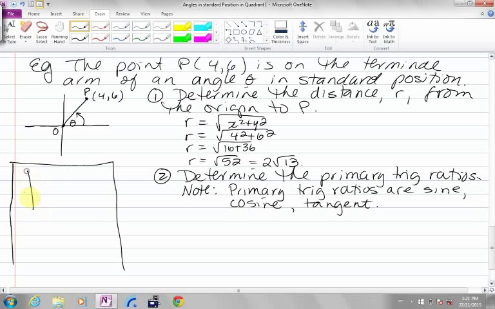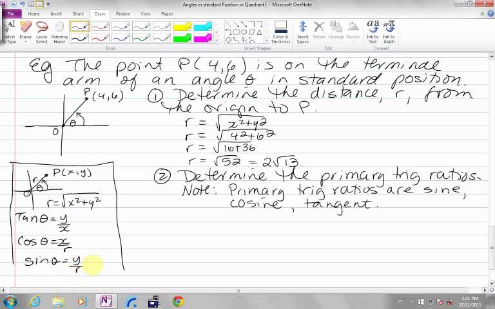I would draw myself a little picture. I'd put my point P out there. I'd label my R and my O and theta. I would say that R is equal to the square root of x squared plus y squared. And then I would put on the 3 primary trig ratios. So remember we said the tan of theta was y over x. The cos of theta was x over r. And the sine of theta was y over r.